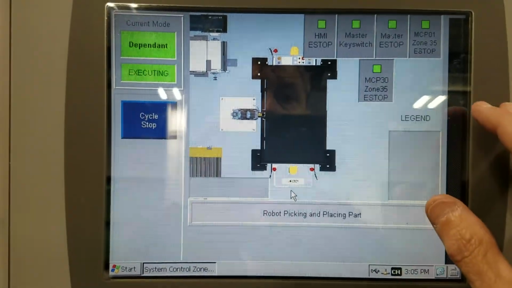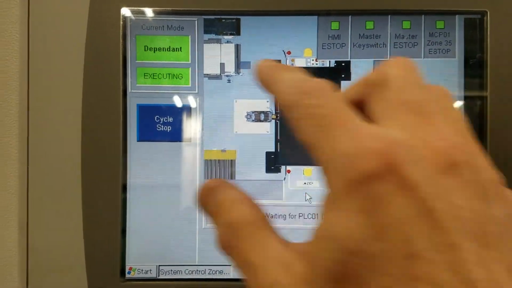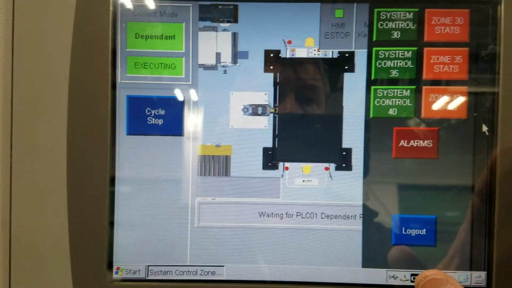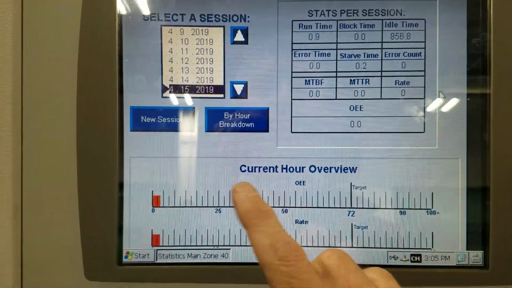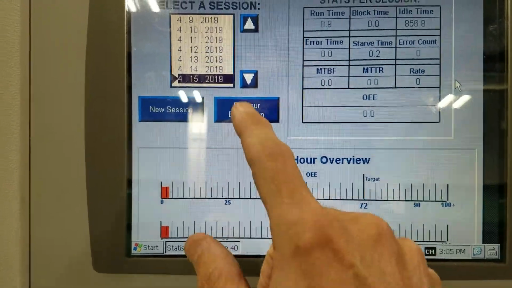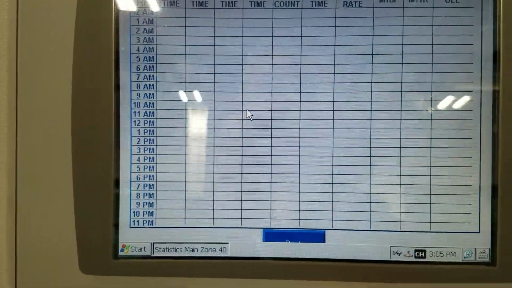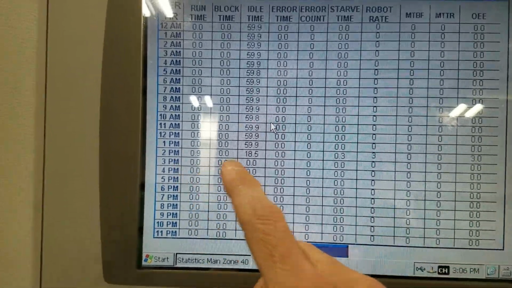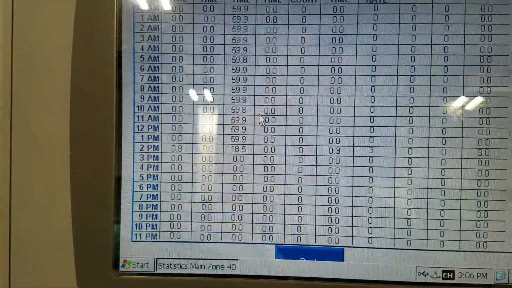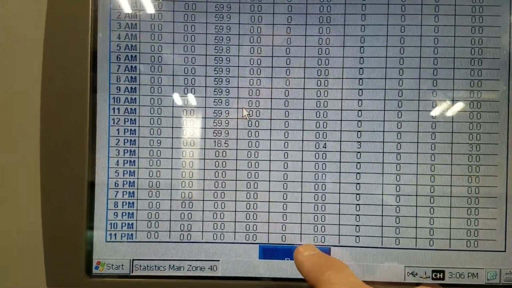So what this also does is it tells us the status it's executing, and I can come over here and look at the zone stats. So what this is doing is it can tell me all my production rates. You can have all these fancy charts. I could break it down by an hour here. I don't know that it's really been running very much. It looks like it ran a little bit here. It's making 3 parts, but that's about it.